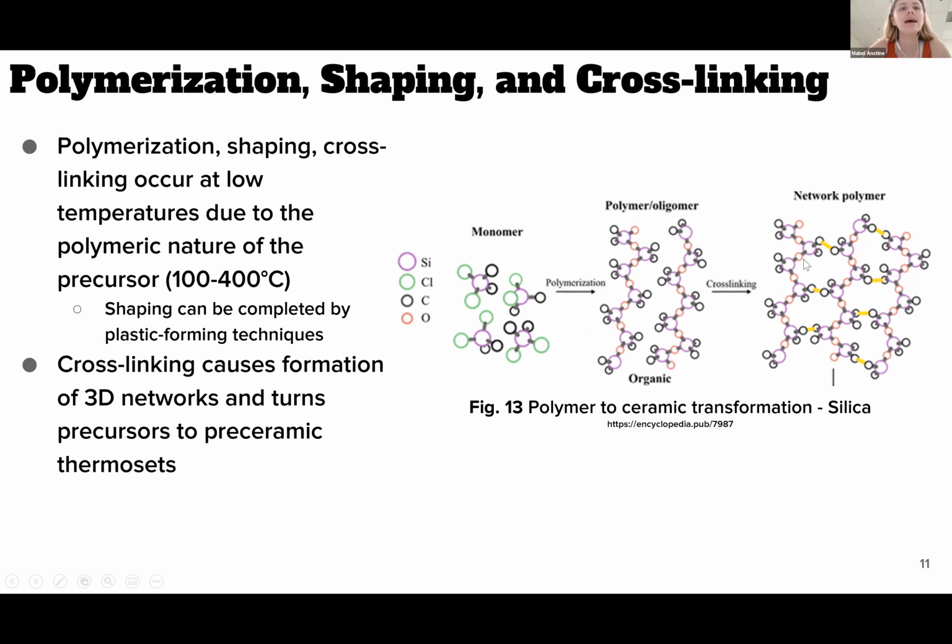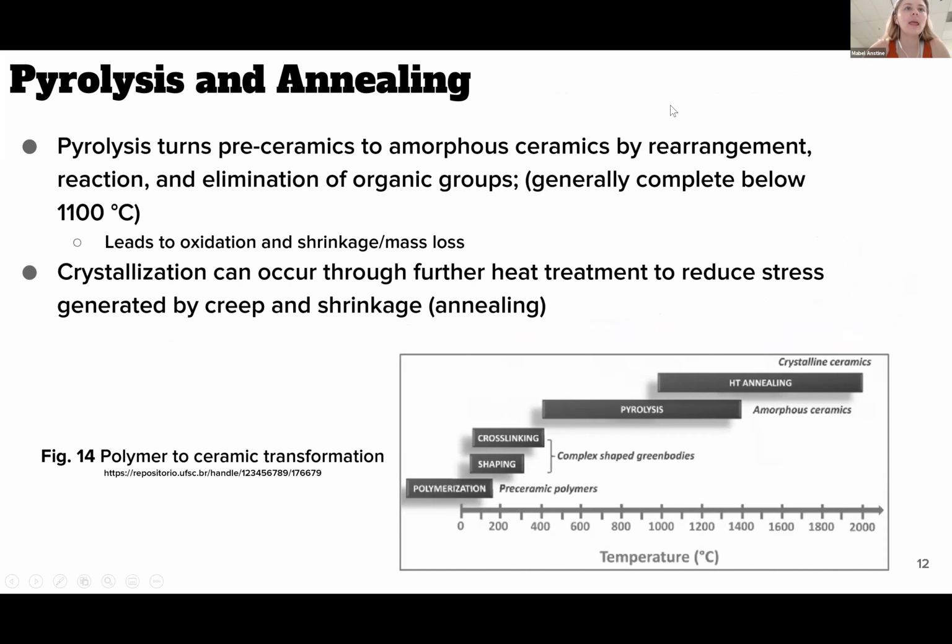And then cross-linking is going to cause the formation of these 3D networks that you can see here, and it's going to turn the polymer precursors into thermosets. So then you have pyrolysis and annealing. So if you look in figure 14 here, we start with the polymerization, shaping, cross-linking, and then you move on to pyrolysis as the temperature goes up, and then annealing.